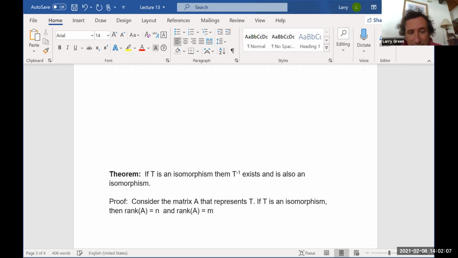Okay, so in particular, the first thing is therefore M equals N. Hopefully you can all deduce that, right? But then if you know M equals N and you know the rank of A equals N, then T inverse exists. Or sorry, A inverse exists, I should write. Is that clear?